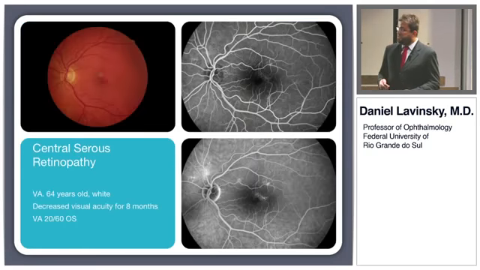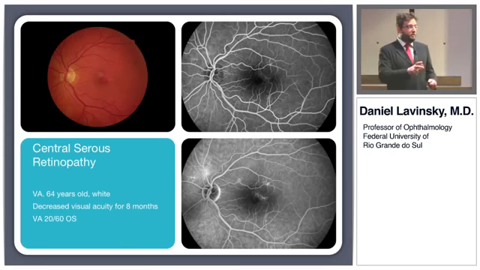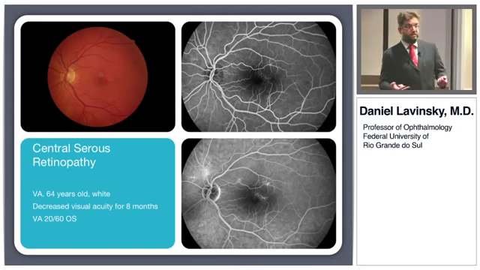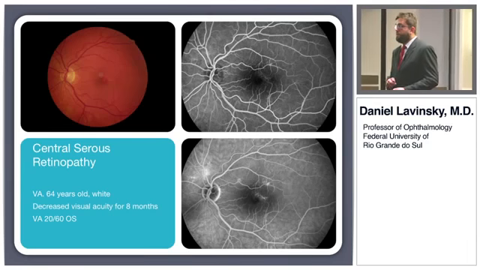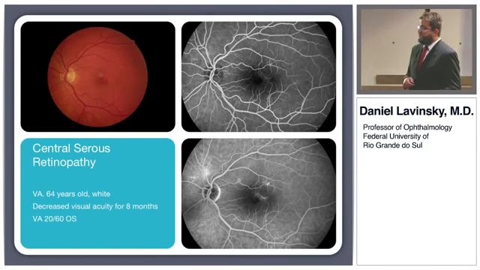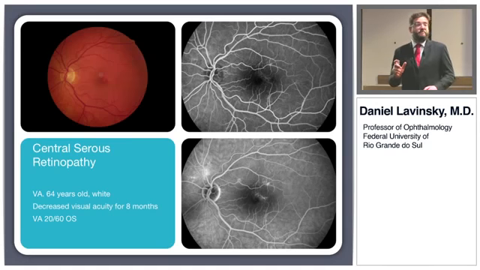So again, this is easier to explain with cases. So let's start with central serous retinopathy. This is a 64-year-old white male who had decreased vision for 8 months.